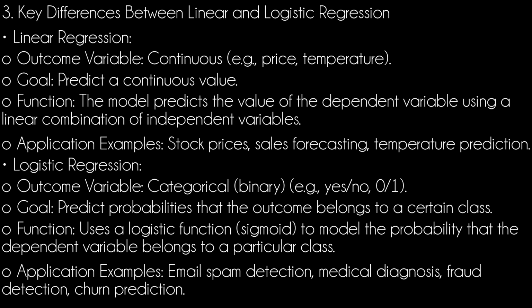Next is logistic regression. Outcome variable: categorical. Goal: predict probabilities that the outcome belongs to a certain class. Function: uses a logistic function to model the probability that the dependent variable belongs to a particular class. Application examples: email spam detection, medical diagnosis, fraud detection, churn prediction, etc.